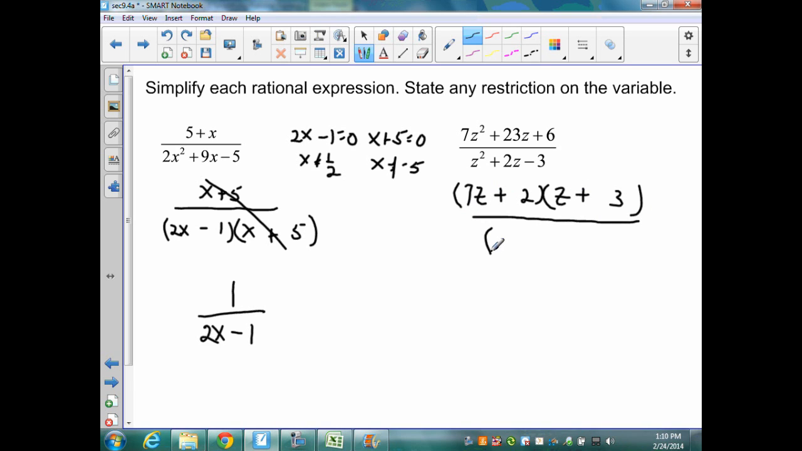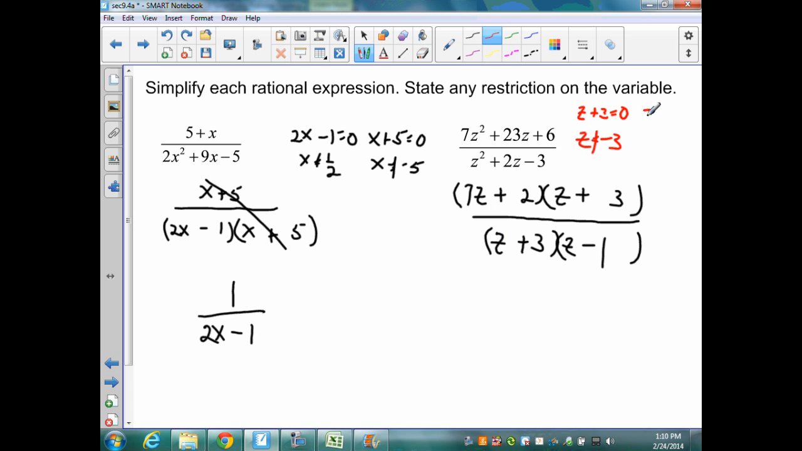And my denominator, z and z. And that will be a plus 3 and a minus 1. My restrictions are going to be z plus 3. I set to 0, and that gives me z equal to a negative 3. So that quantity will become 0 when z is a negative 3, so z can't equal a negative 3.